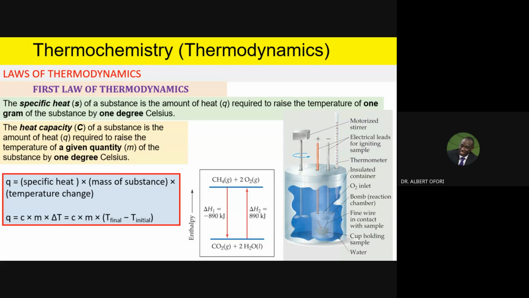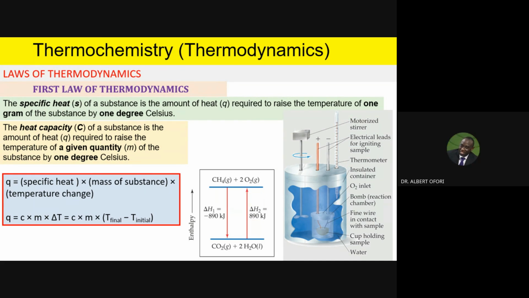If we want to really measure heat, then we have to consider what we call the heat capacity. The heat capacity of a body basically helps us to know the quantity of heat that can be absorbed or released by that body. Are we following?